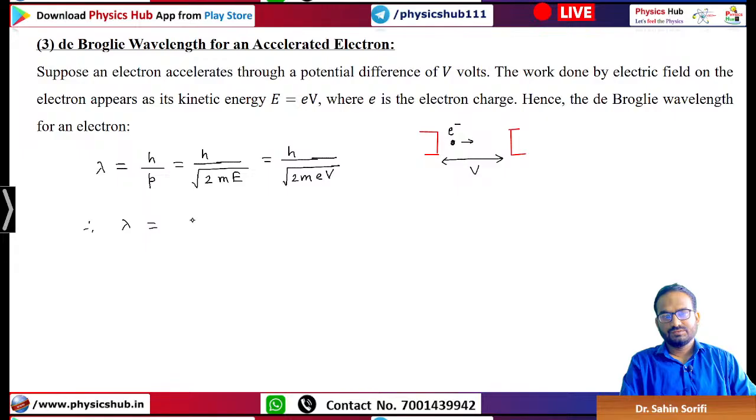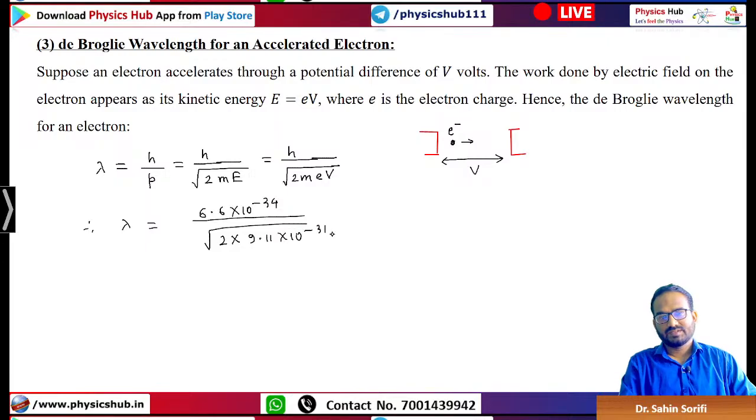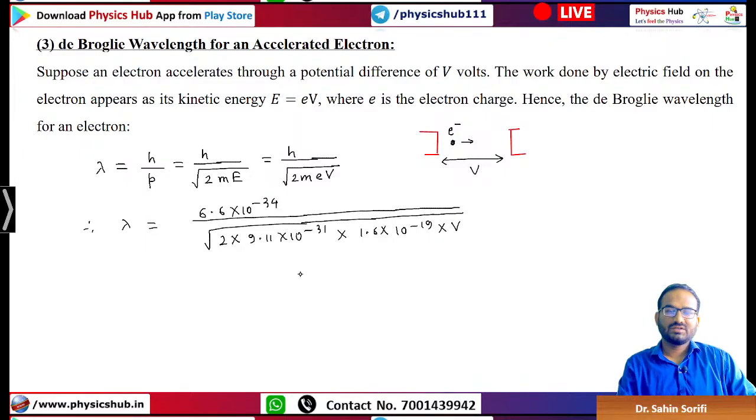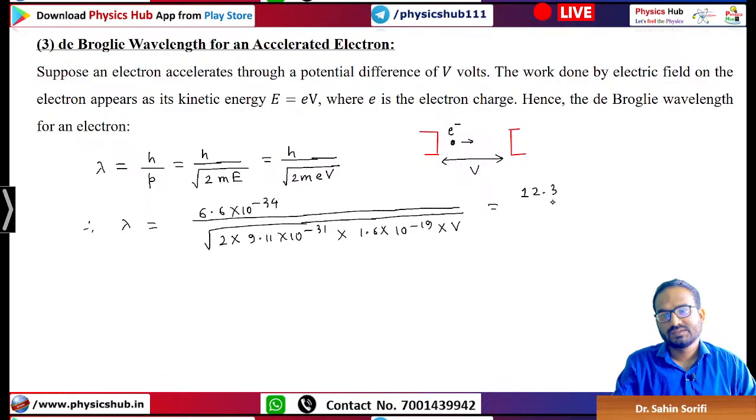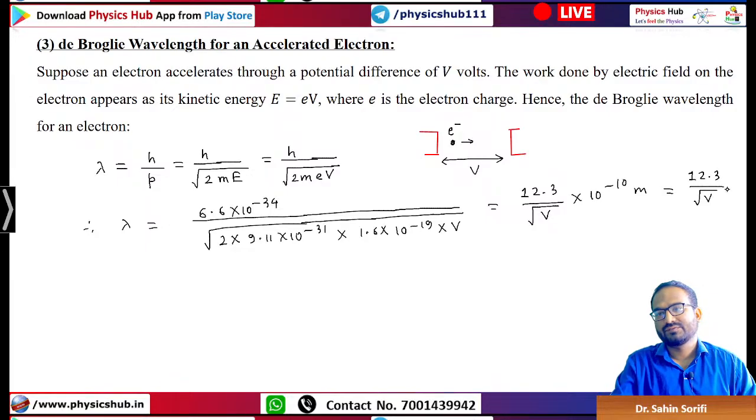So if we calculate by putting in the values, lambda is equal to h, 6.6 into 10 to the power minus 34, divided by square root of twice m, where m is the mass of the electron, 9.11 into 10 to the power minus 31 kilogram, into e, the electronic charge, 1.6 into 10 to the power minus 19 coulomb, and V is the potential which we will be applying. If we calculate it, this will give you around 12.3 by square root of V into 10 to the power minus 10 meters. So 10 to the power minus 10 meters means angstrom, 12.3 by square root of V angstrom.